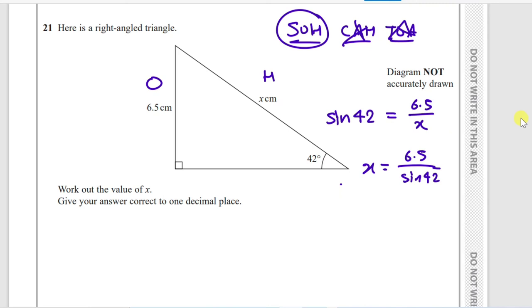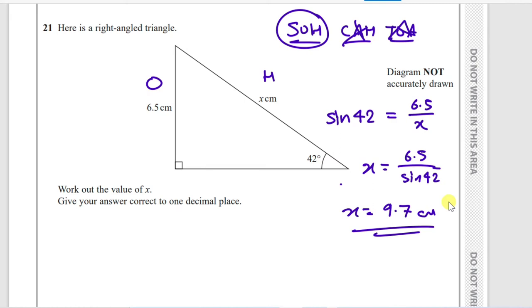Your answer should be... Oh, yeah, when you put sine, you notice a bracket. Make sure you put 42 within the bracket, yeah? And to one decimal place, X would be 9.7 centimeters. Okay, that's what you should get.